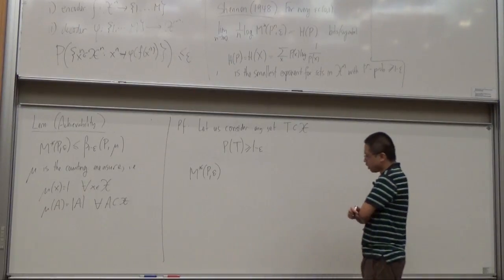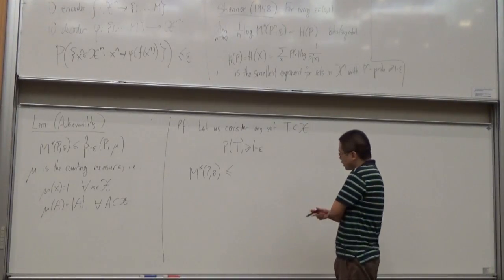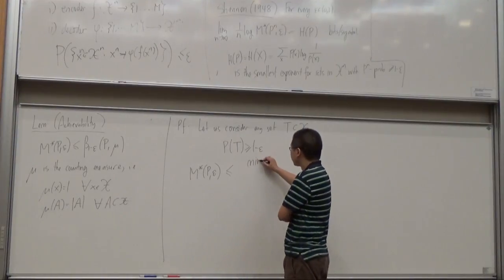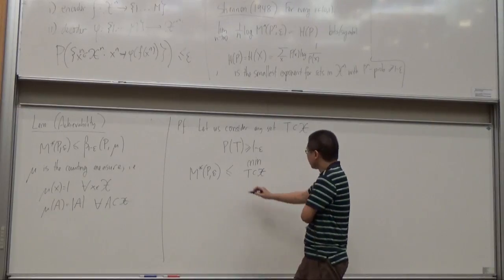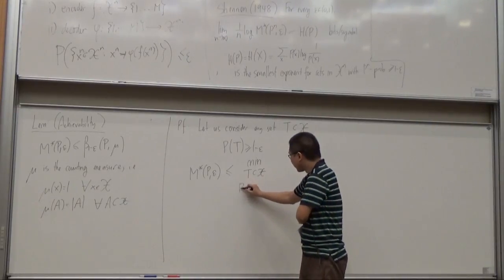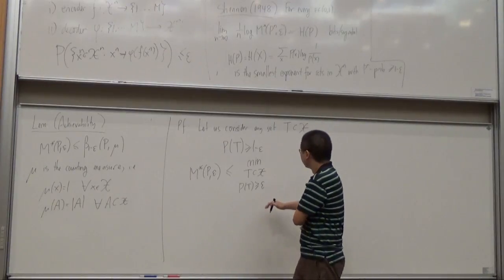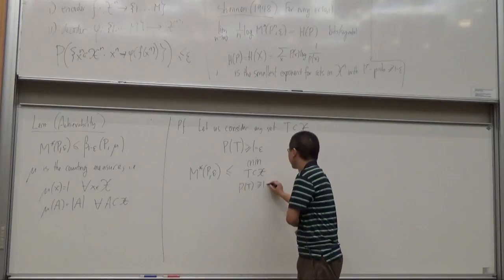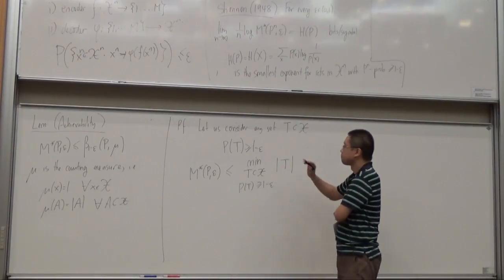Now let us then consider all possible such sets. Clearly there are only finitely many such sets, so I just have to take a minimization. I just have to take a minimum over all possible such subsets that satisfy the constraint. And the source code, the other way around, P of T greater than 1 minus epsilon, will have size exactly that set.